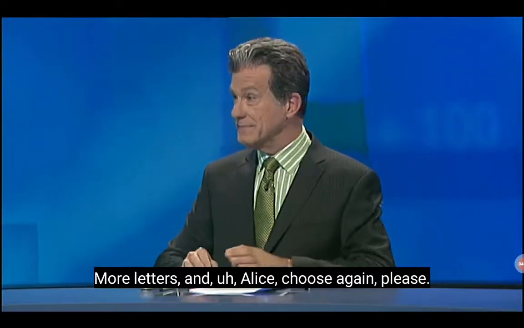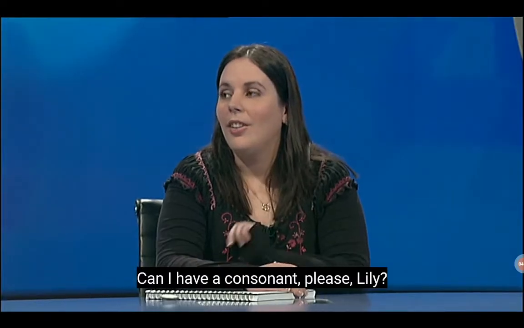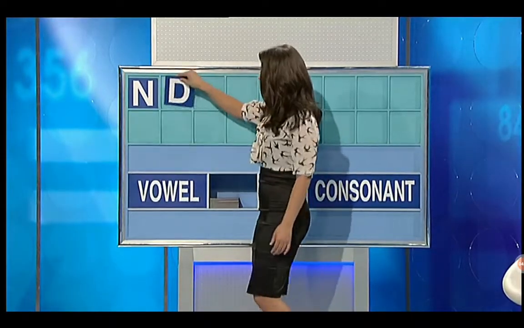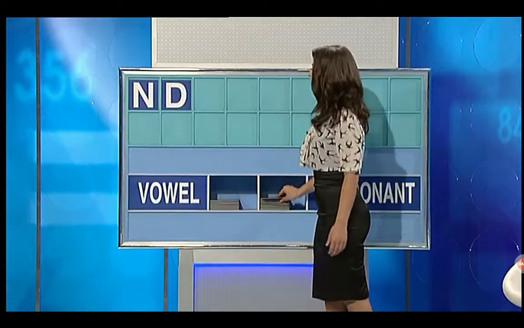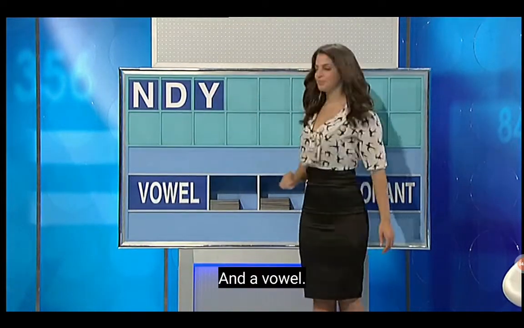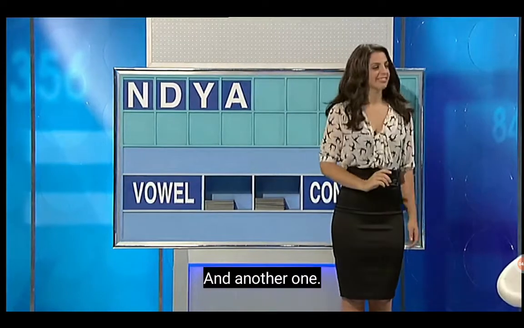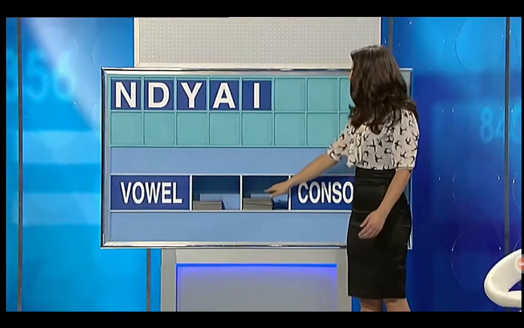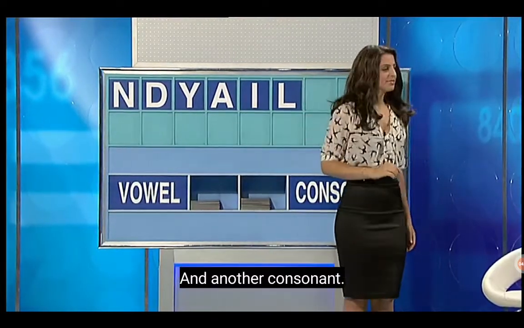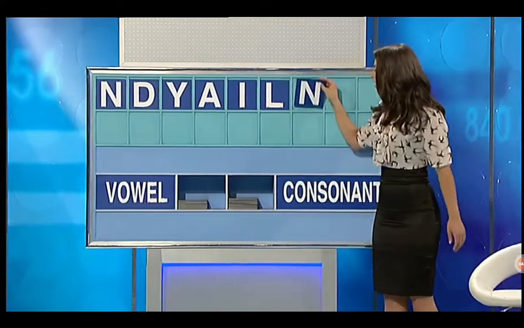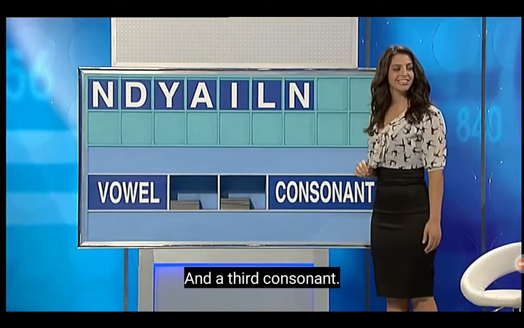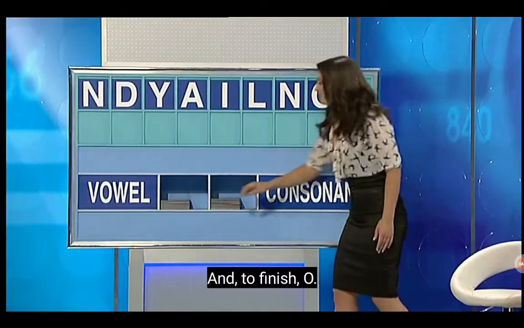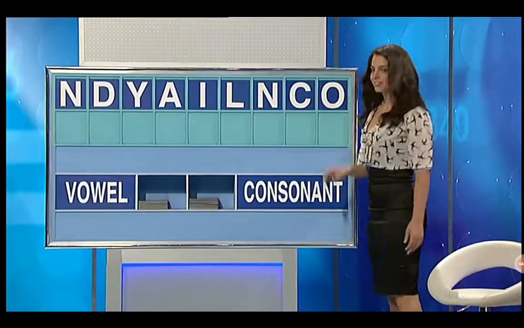More letters, and Alice, choose again, please. Can I have a consonant, please, Lily? Thank you. N. And another. D. And another. Y. And a vowel. A. And another one. I. And a consonant. L. And another consonant. N. And a third consonant. C. And a vowel. And to finish, O. Time starts now.